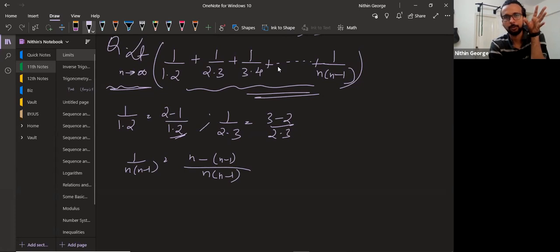Yes, sir. Okay. Then what does this come out to? You replace n by 2, you'll get the first term here. You replace n by 3, you get the second term here. The first term, second term, and all you'll get. Now, what does this become? This basically becomes 1 by n minus 1 minus 1 by n.